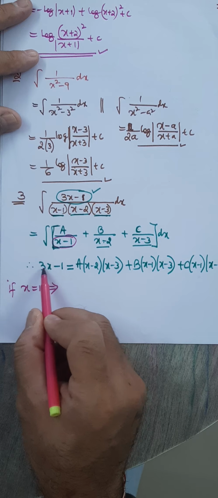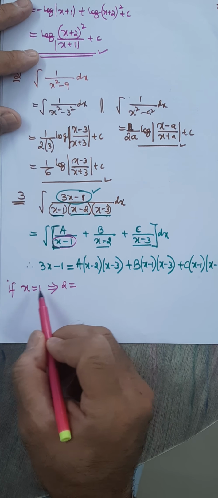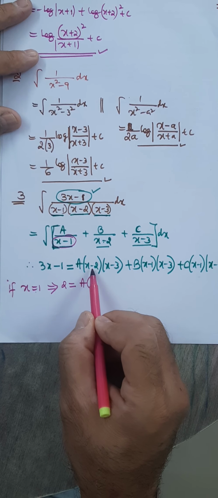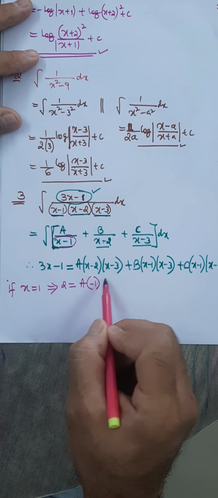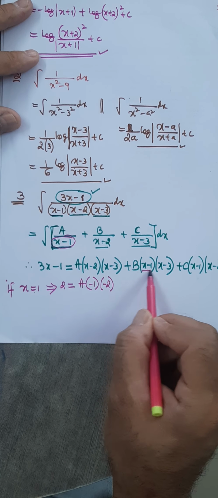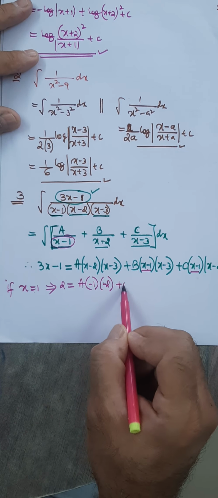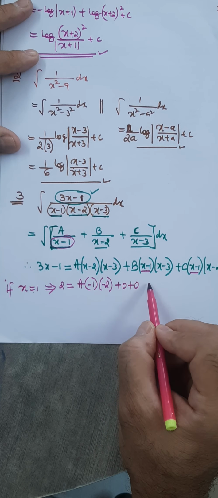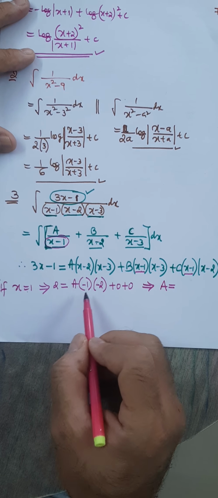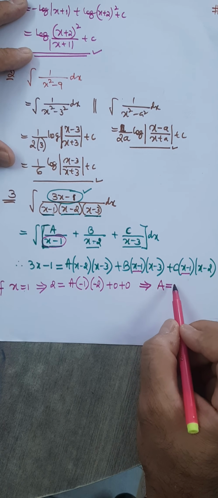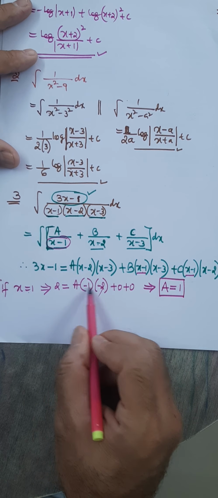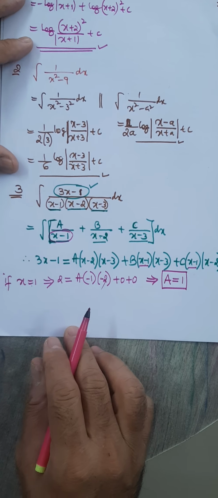So if I put 1 here, 3 minus 1, 2. Why have we chosen this 1? Because here you will realize the two terms will be 0. So this is minus 1, this is minus 2. If I put 1 here, this is 0. If I put 1 here, this is 0. So both will be 0. So you will get a from this. 2 will get cancelled, minus minus will be plus, so a is 1.